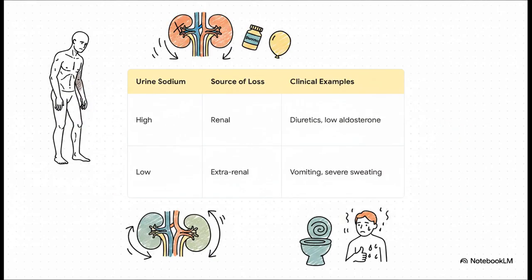So let's say your patient is hypovolemic, right? They're totally dry. By cross-referencing that dry volume status with their urine sodium, we can instantly tell if the kidneys are leaking the fluid or if it's escaping from somewhere else. A high urine sodium means the kidneys are dropping the ball. This is usually due to diuretics or low aldosterone. A low urine sodium? Well, that tells us the kidneys are actually working perfectly to conserve sodium, meaning the fluid is escaping from extrarenal routes. Think the gut through vomiting or the skin from severe sweating.